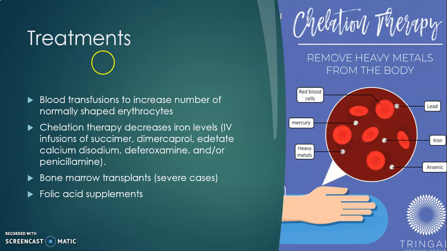And then for treatments, we have blood transfusions, just so that we can get some normal erythrocytes in there. There's also chelation therapy, which is an IV infusion of these different medications that I've listed here that would decrease iron levels as well as any other heavy metals, and that's because you get iron overload with beta thalassemia. And then there's bone marrow transplants in really severe cases so that people can produce at least some normal red blood cells, and then folic acid supplements.